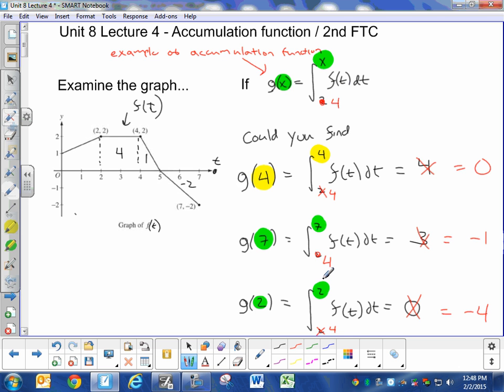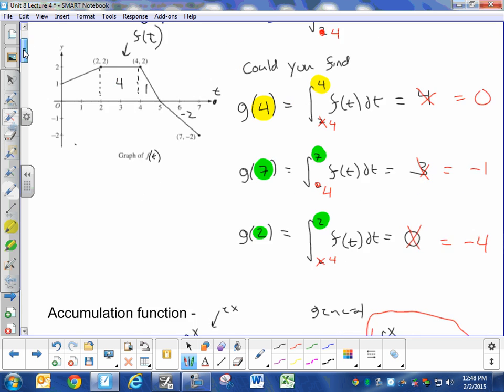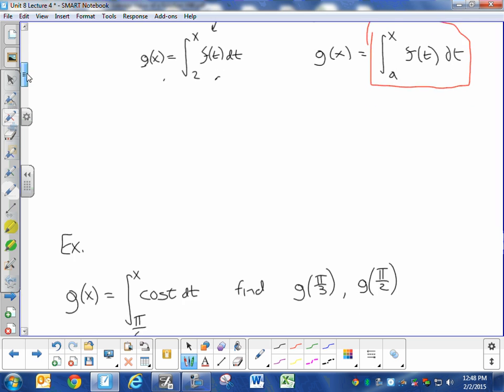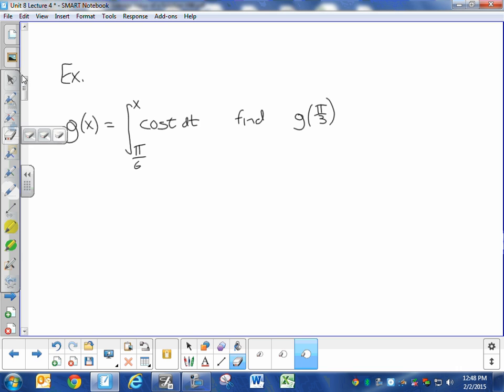Okay? So that's what we're going to start with. We're going to start with finding the values of G of this value if it's equal to this accumulation function. So we started with finding the values when we're given a graph. What if I'm giving you a function? Like this. What if I say g of x is equal to the integral from pi over 6 to x under cosine t dt, or the accumulated area from pi over 6 to whatever value of cosine t? Could you find g of pi over 3? The answer is yes, and why don't you guys go for it?